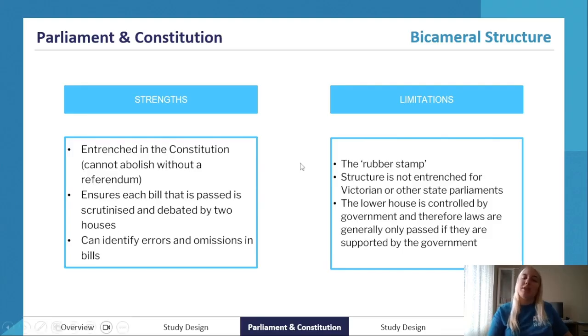Another limitation is if we have a rubber stamp Senate. So this refers to the structure. We said generally the Senate or the upper house has a different composition from the lower house. But it may occur where the government party in the lower house with the majority of seats has the majority of seats in the Senate or the upper house as well. And this is the circumstance under which the upper house is referred to as a rubber stamp.